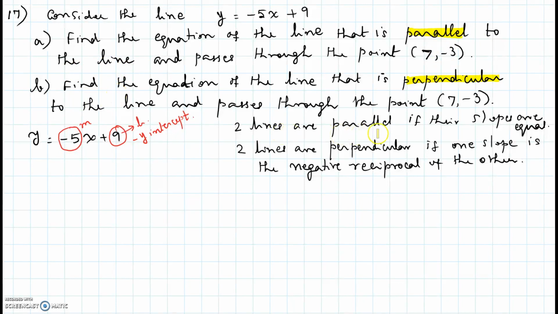Two lines are parallel if their slopes are equal. In part B, find the equation of the line that is perpendicular to the line and passing through a point. So two lines are perpendicular if one slope is the negative reciprocal of the other.